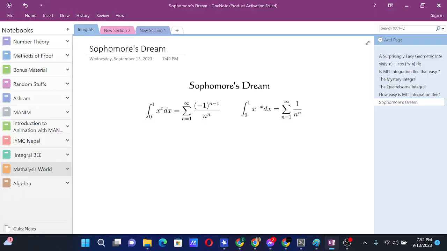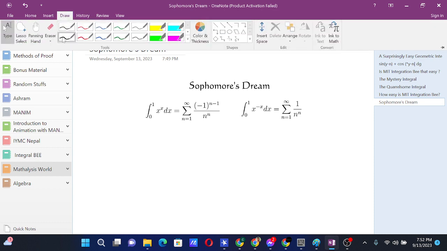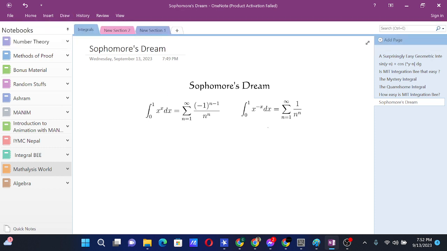Sophomore's dream. In this video, we are going to discuss these two integrals, which are commonly known as the sophomore's dream. We'll begin with the second integral because this one looks nicer. We have the integral from 0 to 1 of x to the power minus x dx.